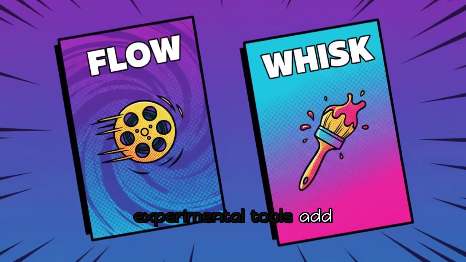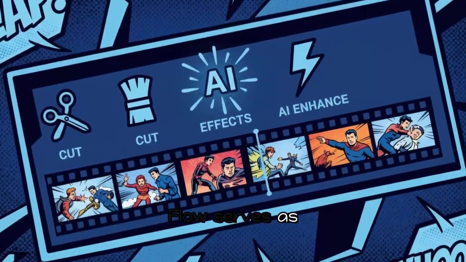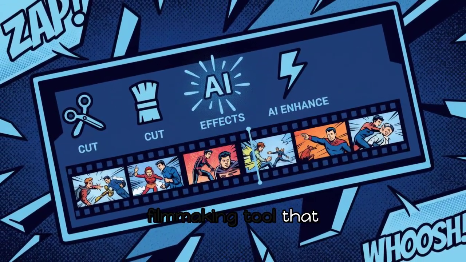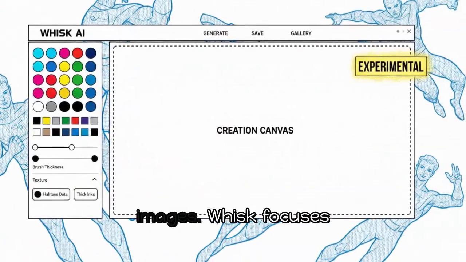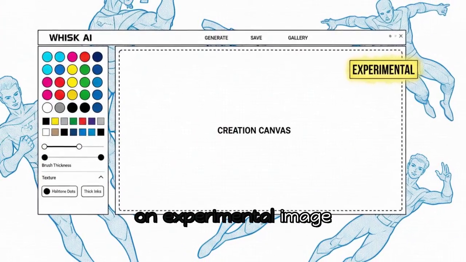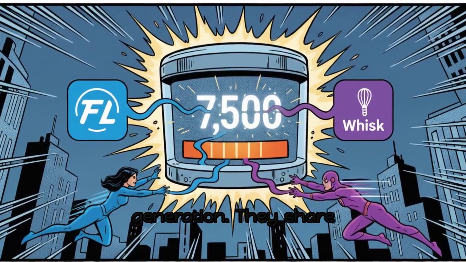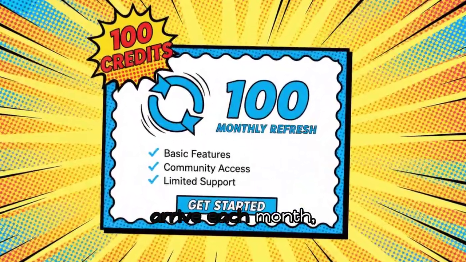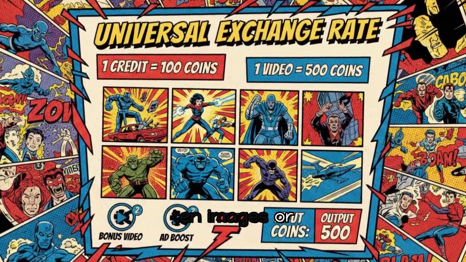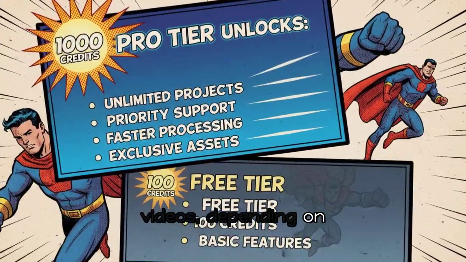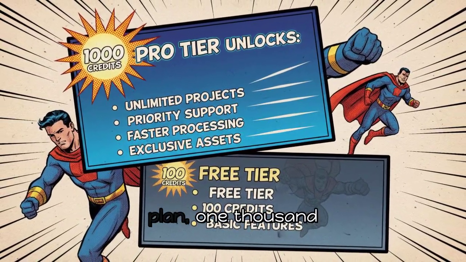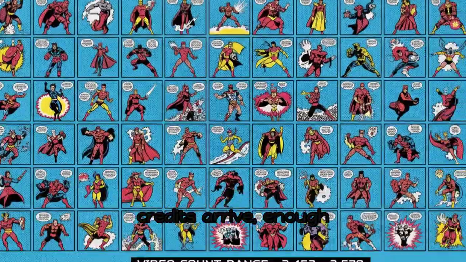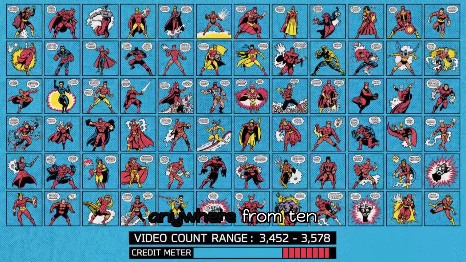Two experimental tools add a creative wing. Flow serves as an AI-powered filmmaking tool that can also create images. Whisk focuses on experimental image generation. They share a single pool of credits. On the free plan, 100 credits arrive each month, equating to roughly 10 images or 1 to 2 videos, depending on the model used.